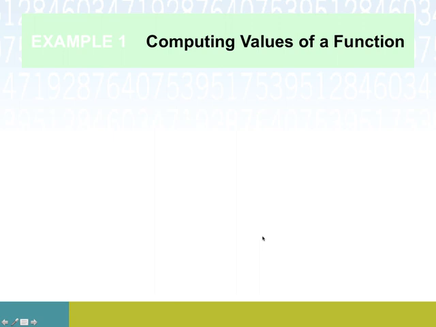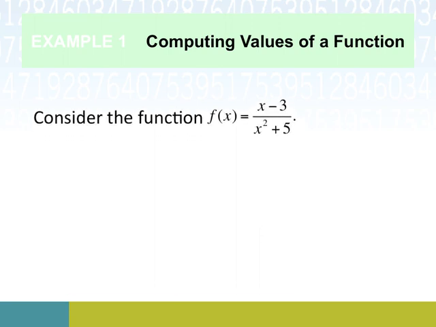So a slightly more involved example. This function is, as you can tell, more complicated than the one we had before, but it's similar in that it's defined by some expression. x minus 3 in the numerator, x squared plus 5 in the denominator. We divide those two things.